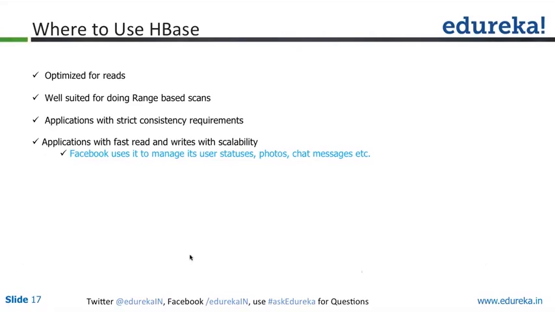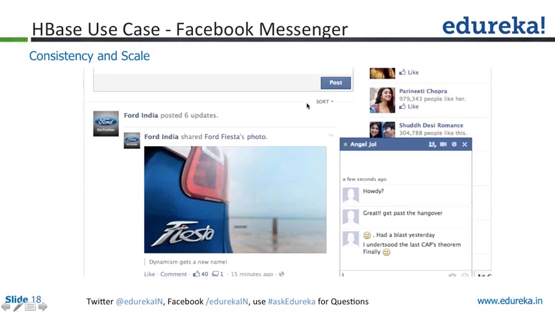So Facebook naturally uses it for user statuses, photos, chat messages, etc. The Facebook Messenger actually works on HBase, where consistency is very important, because it gives consistency automatically because of the master-slave model it has at the base. And naturally the scale is available out of the box, because you can just keep on growing by adding more nodes. They basically have a controller node and worker nodes, so you can keep on adding more worker nodes to scale it very comfortably.